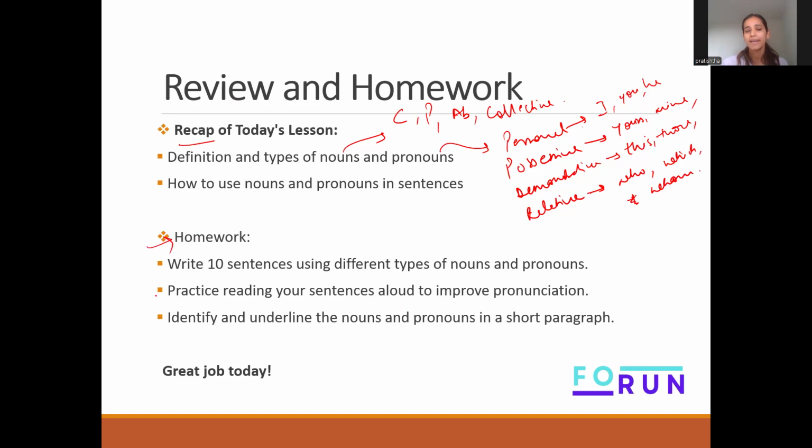So you have homework today, which is to write sentences using different types of nouns and pronouns. I would really suggest going beyond 10 and making sentences with each and every kind of pronoun, all personal, all possessive, all demonstrative, all relative. Practice reading your sentences aloud to improve pronunciation. And also, I can suggest that you take a storybook or a newspaper and try to circle all the different kinds of nouns and pronouns there. This is a great activity and you will learn a lot about it.